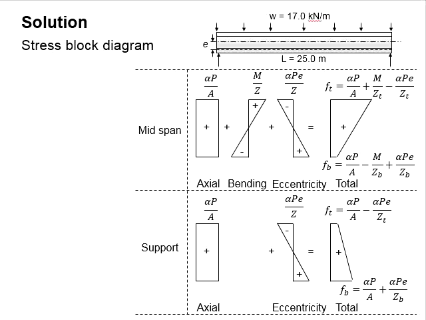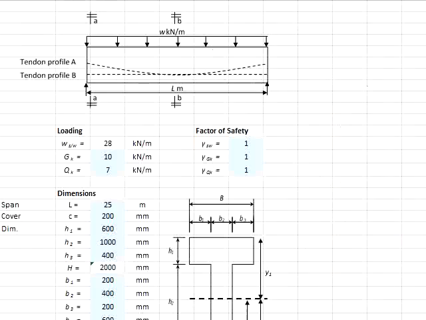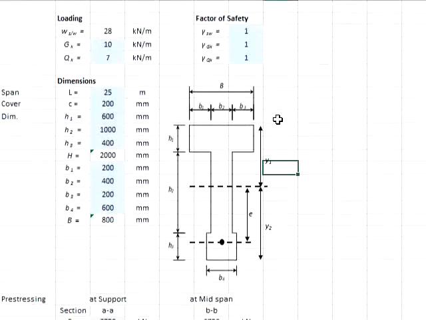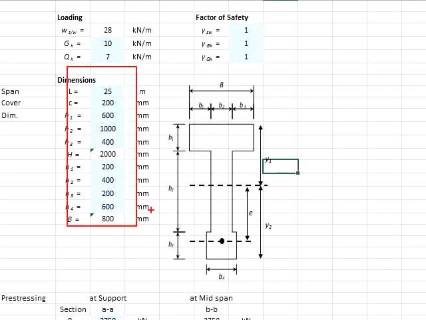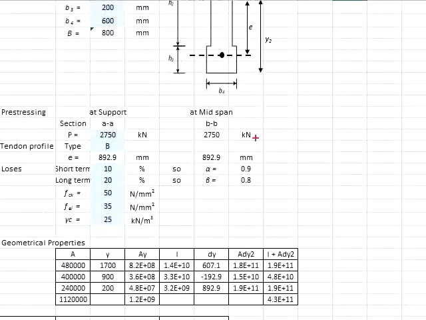To determine the stress, you need to find the relevant values and substitute into the equations. We use a spreadsheet to help us do the computations. The GK and QK are given here. The factor of safety will be considered as 1.0. The dimensions and specifications have been keyed in here, and the eccentricity will remain the same throughout, and the P will be 2750.